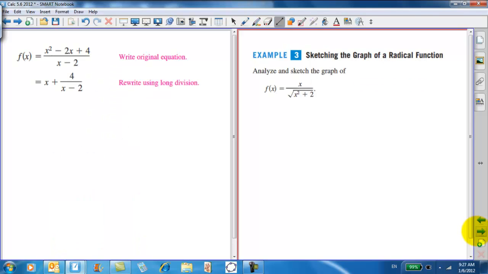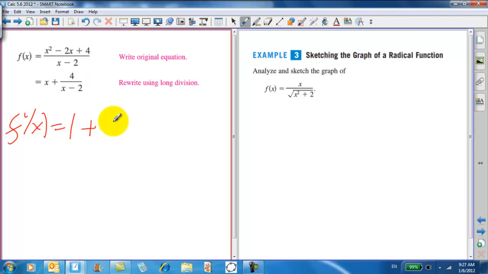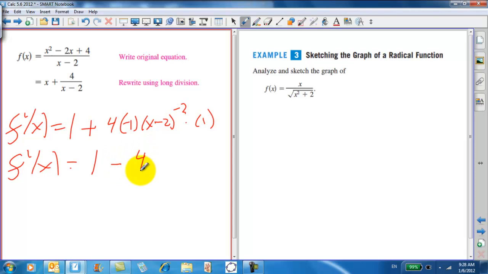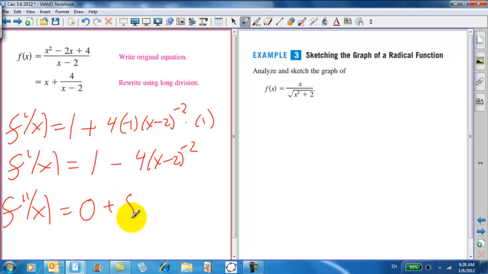Now, here's a little tip. If you're going to do this by hand, if you rewrite it using long division, it can help you see the slant asymptote. And it might also be easier to do the derivative of this. Check this out. F prime of x then is just 1 plus, and I'm going to use the chain rule, 4 times negative 1 times (x minus 2) to the negative 2, and then the derivative of the inner function is just 1. So our first derivative is 1 minus 4 times (x minus 2) to the negative 2, which makes the second derivative easier to do. And you get 0 plus 8 times (x minus 2) to the negative 3. So just a thought.